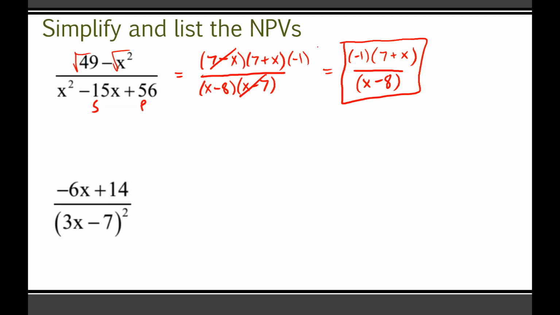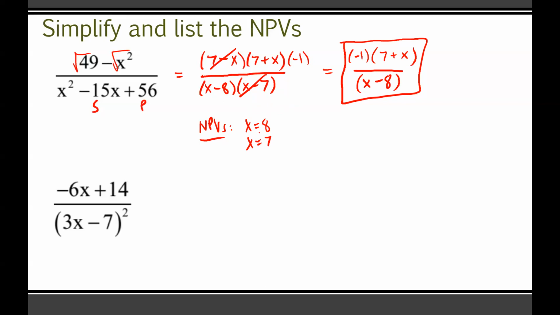However, we can't forget we have to list our NPVs, of course. The NPVs, the non-permissible values, those are the values that would make us divide by 0. So in other words, the values that would make your denominator equal to 0. Even the ones that get crossed out, you still have to consider as an NPV. So we've got x minus 8 right here. The value of x that would make that equal to 0 would be x equals 8. The other one, x minus 7, you can write as, of course, x equals 7, because if 7 was x, you'd have 7 minus 7, so you'd have 0 in the denominator. Those are your NPVs.